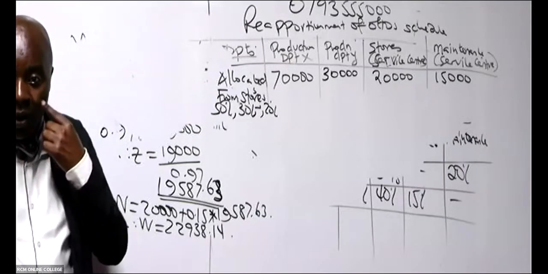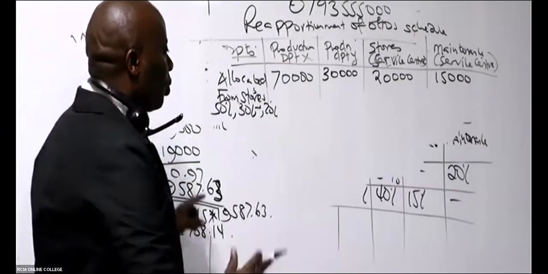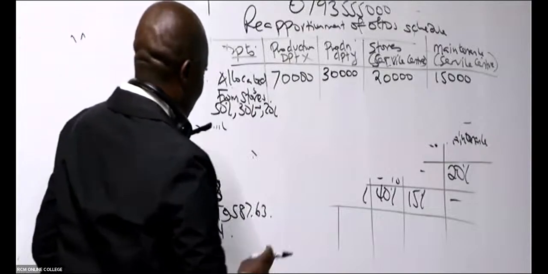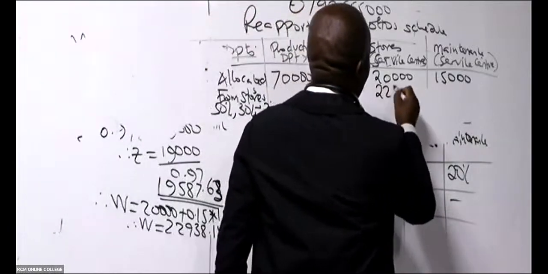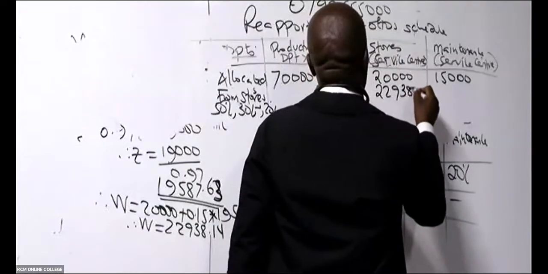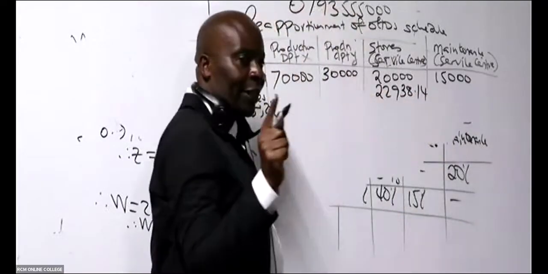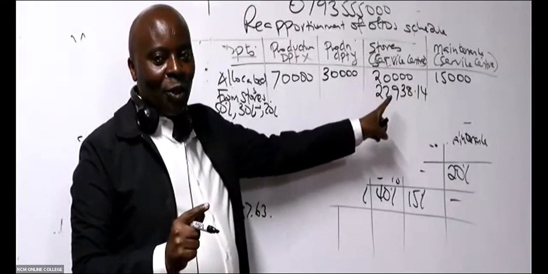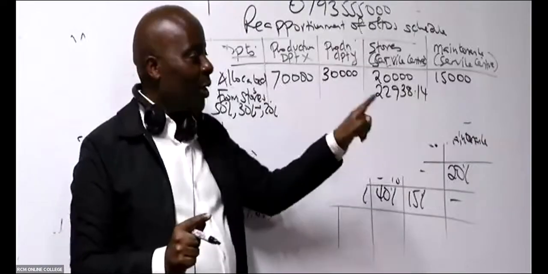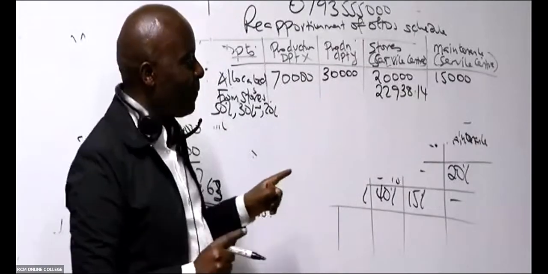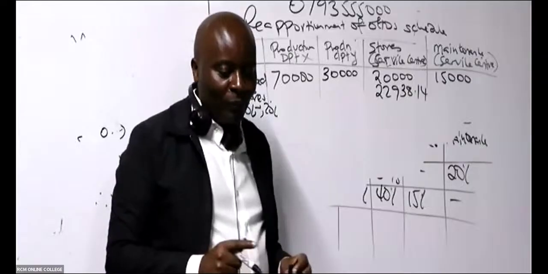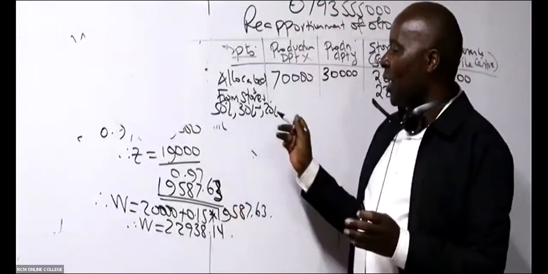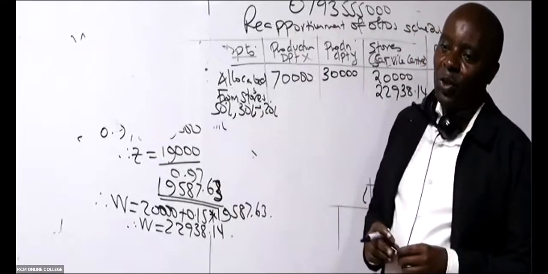20,000. No. Total overhead can never be 20,000. Total overhead was 22,900. What here, somebody? Do you remember? You know, there is a difference between total overheads and allocated. This 20 is just allocated. Total, we have been able to calculate it. It is 22,938.14. That is the total that we would want to apportion to all the other departments now using these percentages.